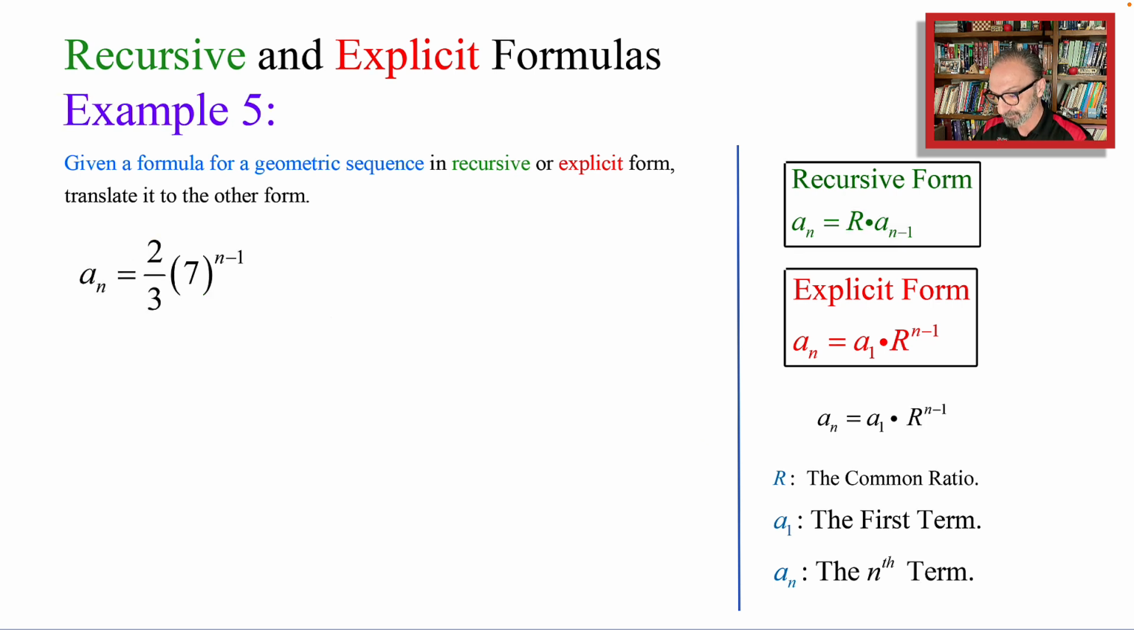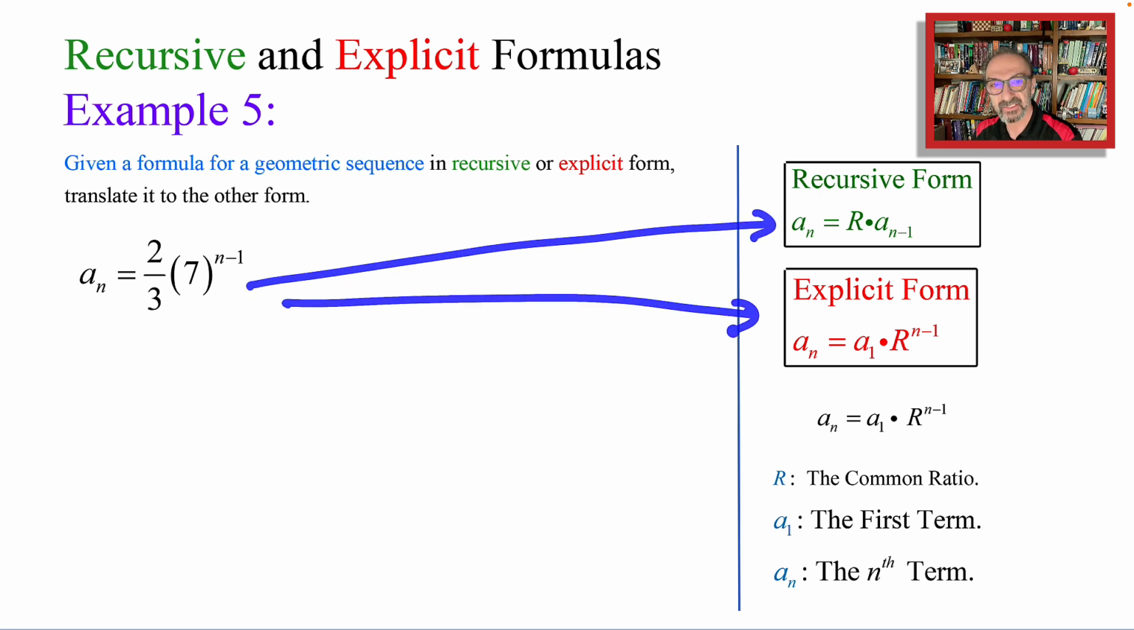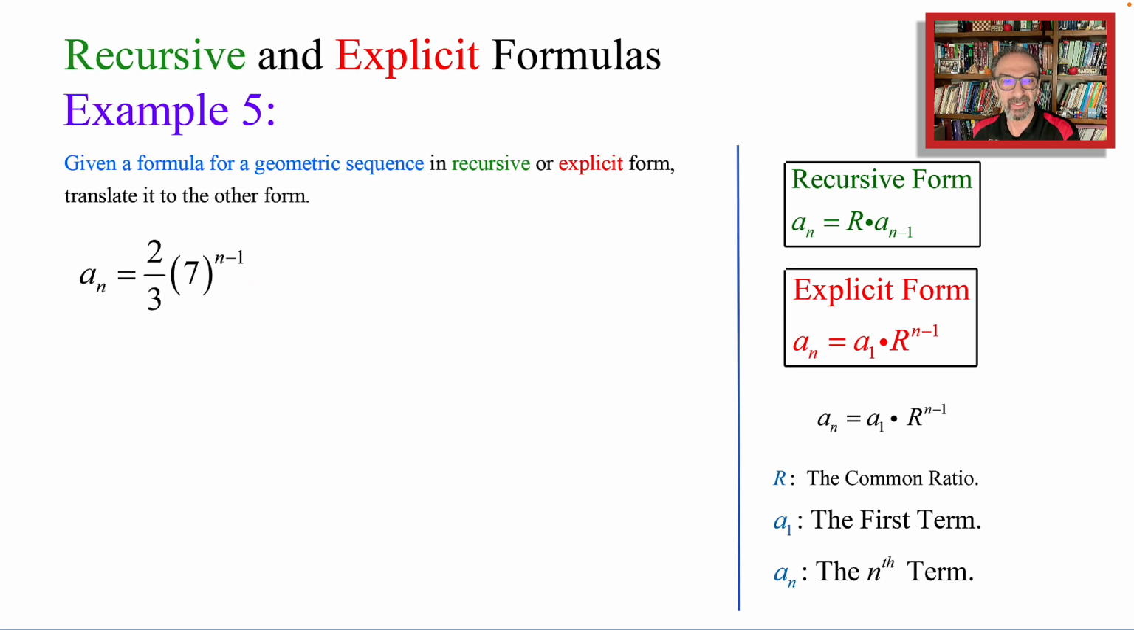Number 5. For number 5, it shows that we are given a sub n equals 2/3 times 7 to the power n minus 1. So which form is this? Is it the recursive form or is it the explicit form? Well, going back and forth, we could see an exponent right here, and a number up front in each. That doesn't give me much, but I need to look right here.